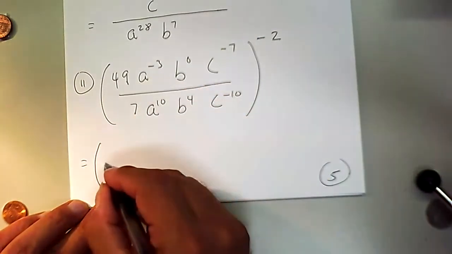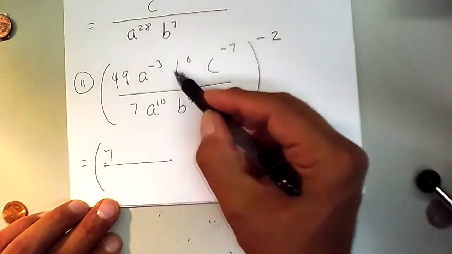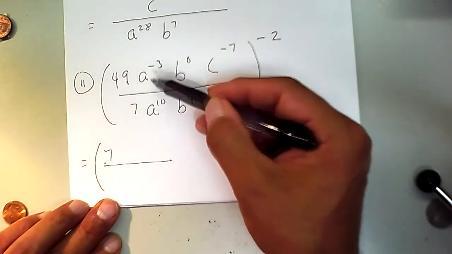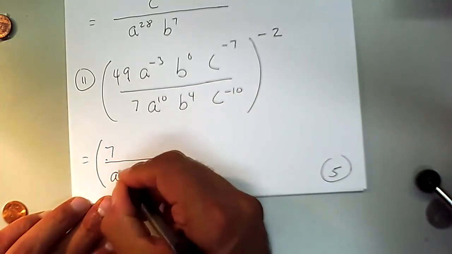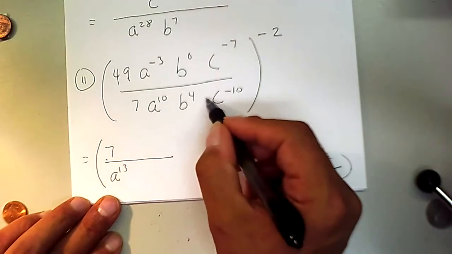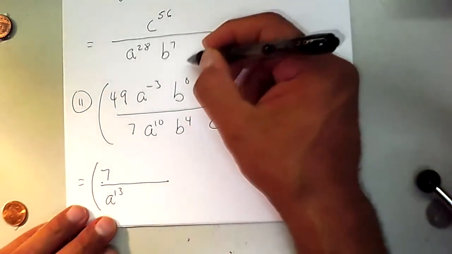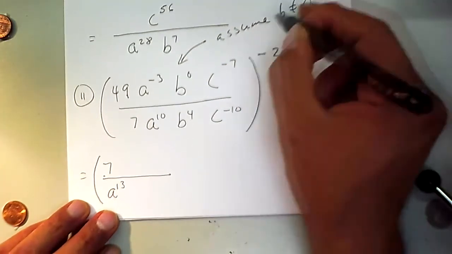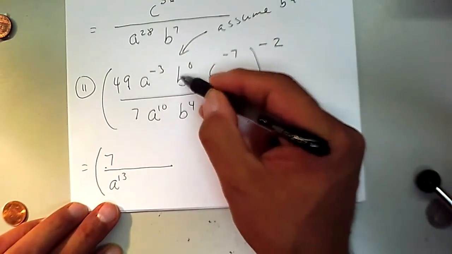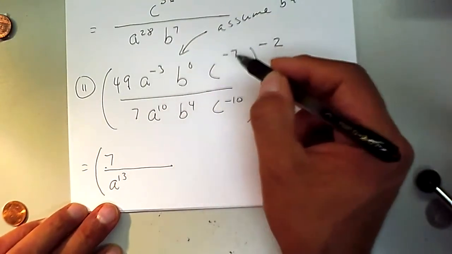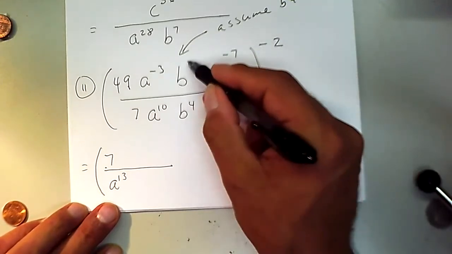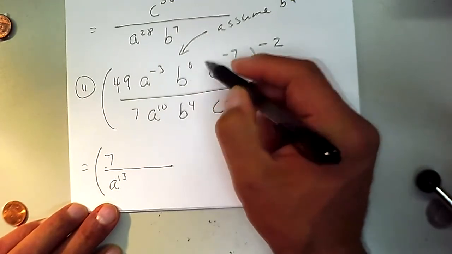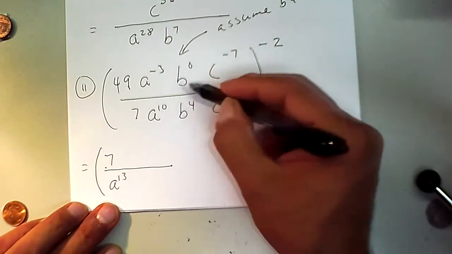So 49 and 7 does simplify to 7 on the numerator. We got negative a's, or reciprocal, so those move down. So we got a to the 13, 10 to start with and 3 more. In this case, we're going to assume that b is not 0, and that is just 1. Since we're multiplying, 1 does not affect the product, so we can ignore this factor altogether.